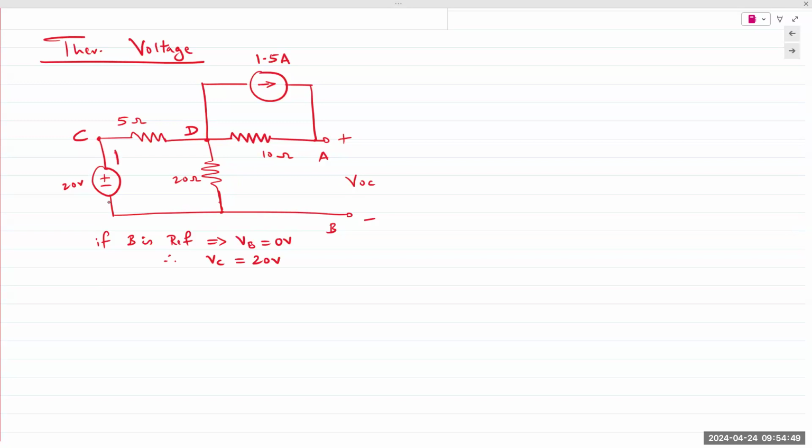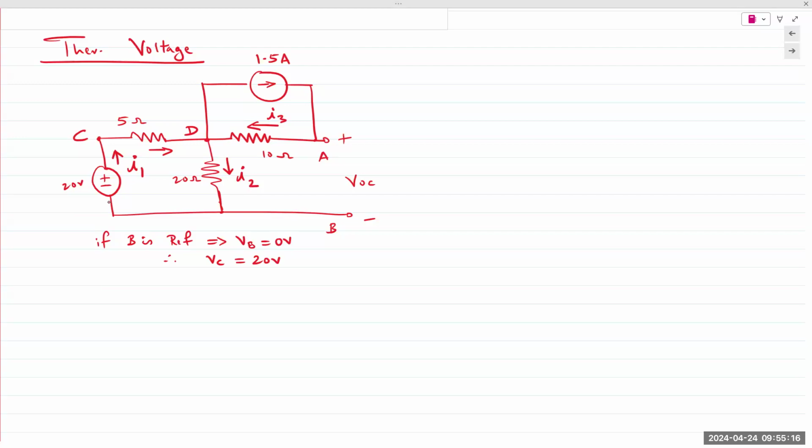Node voltage analysis, mark off the branch currents. Okay, so let's call this I1. I1 flows from the voltage source. It is also flowing through the 5 ohm resistor. I2 is the current flowing to the 20 ohm resistor, and let's call this I3. That is flowing to the 10 ohm resistor.